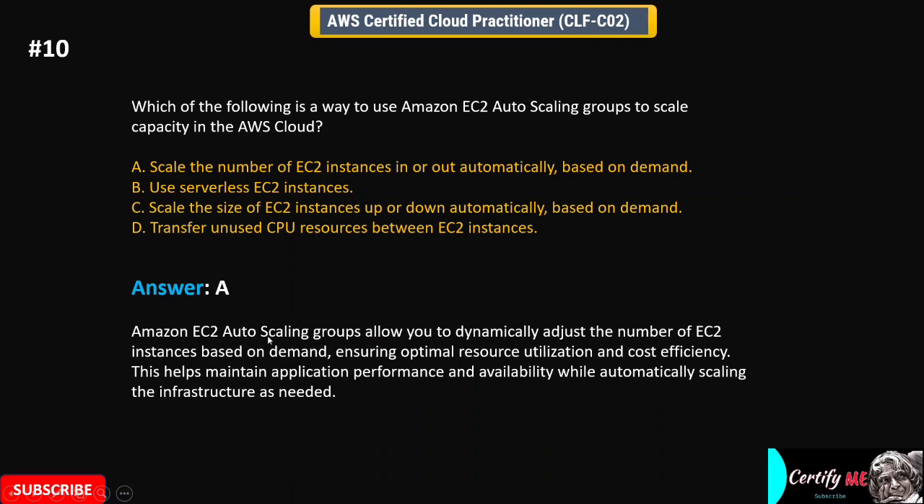Amazon EC2 Auto Scaling groups allow you to dynamically adjust the number of EC2 instances based on demand, ensuring optimal resource utilization and cost efficiency. This helps maintain application performance and availability while automatically scaling the infrastructure as needed. Next question.